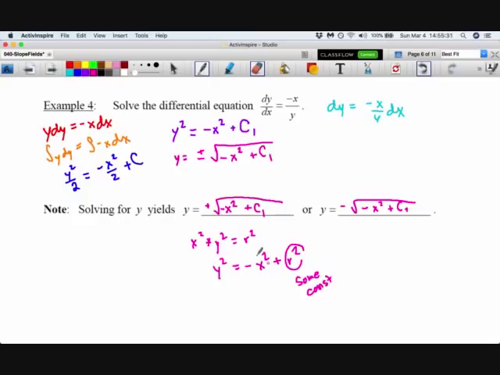And when we take the square root of both sides, we end up getting a semicircle. Okay? Because we end up getting a positive version and the negative version, the top half of a semicircle, the bottom half of a semicircle. Okay? Enough said about that.